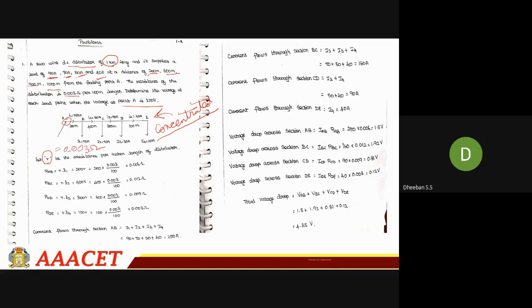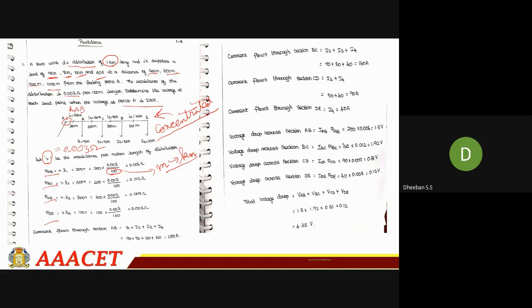So the resistance RAB is your resistance into your length. Your length is given as 200. So r is 0.003 ohm, divided by 100. This means we are converting meter to kilometer in the calculation, so for that, divided by 100 is given. So we'll be calculating RAB, RBC, RCD and RDE. These are the following things.